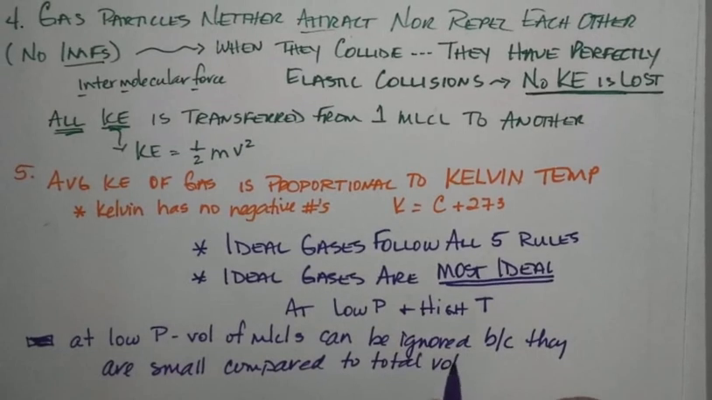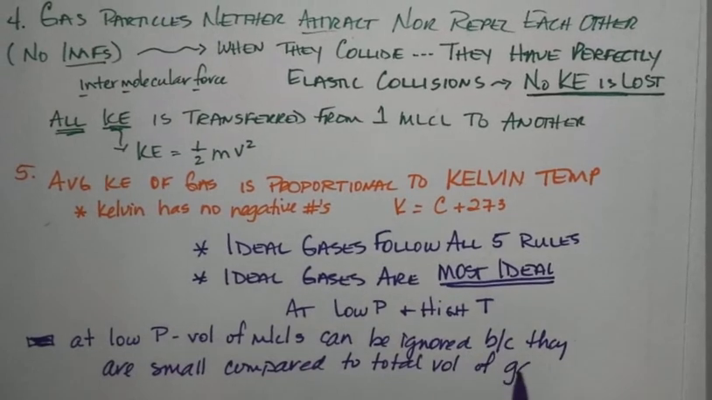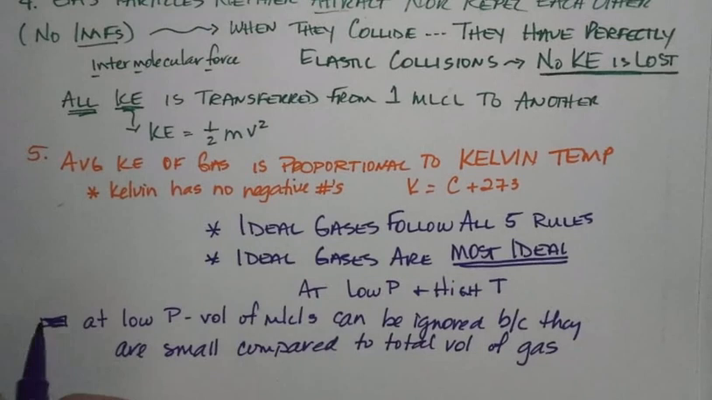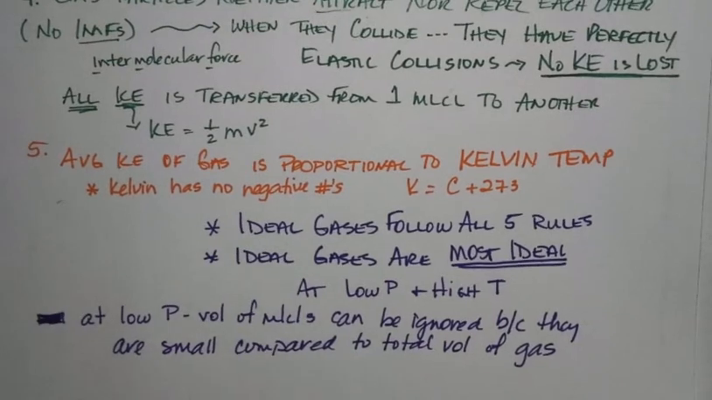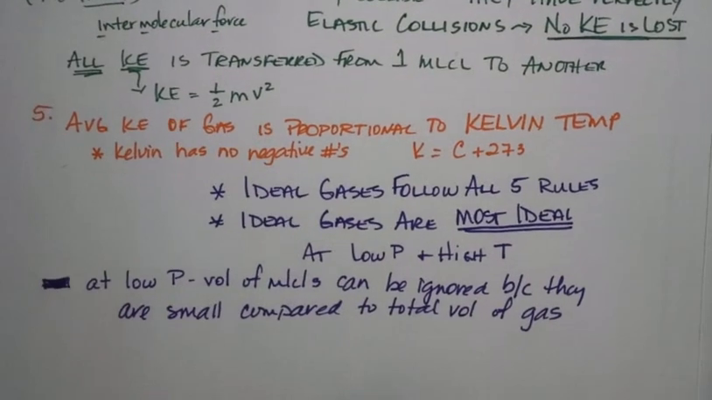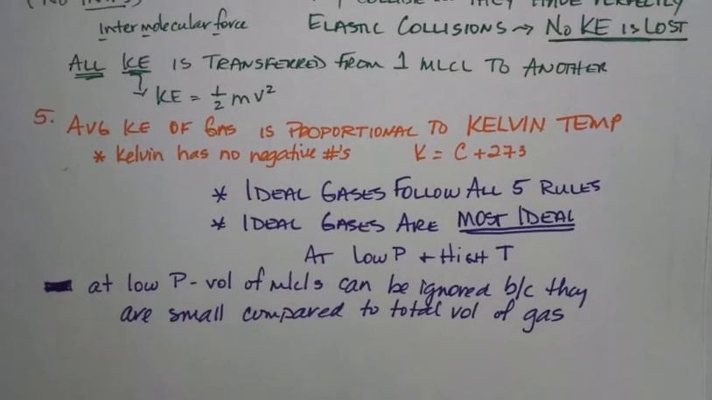So again, why is it that they're most ideal at low pressure? Because that means they're farther apart. The farther apart they are, the more gaps there are between the molecules, the easier it is to ignore the individual volumes of the molecules. They become, again, insignificant. Like add 1 foot to your 50 miles to Amarillo, and it's insignificant in the overall scheme of things.